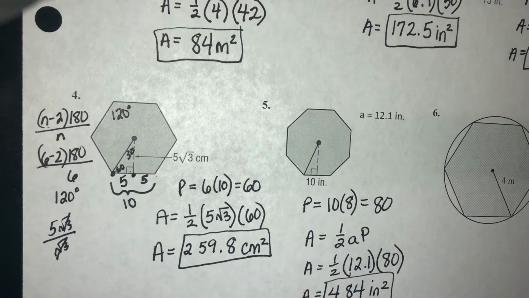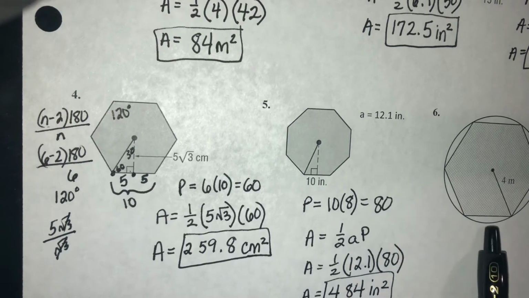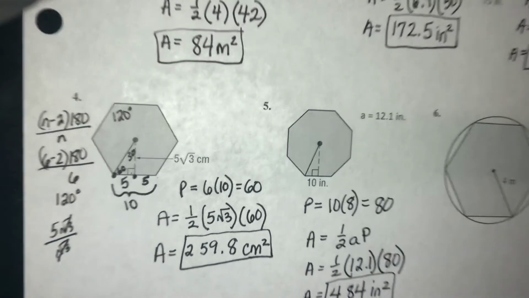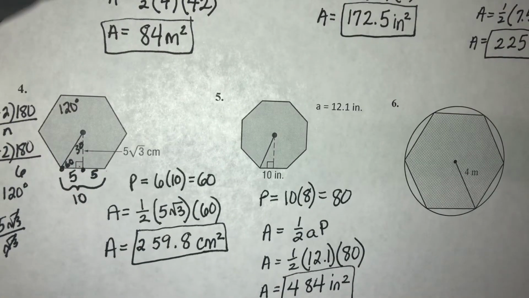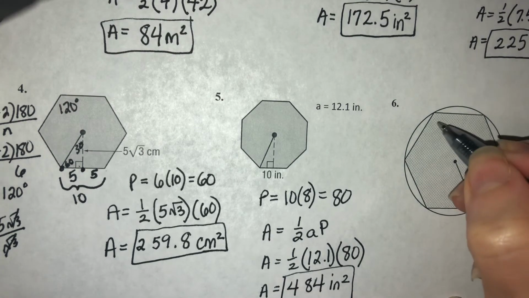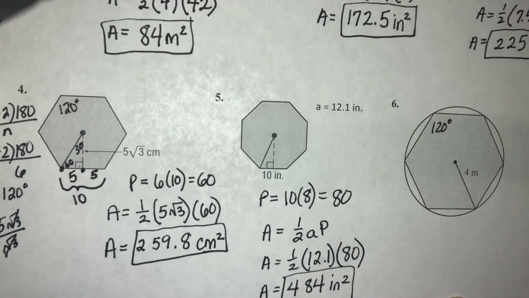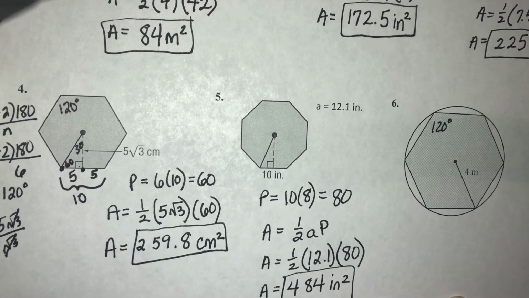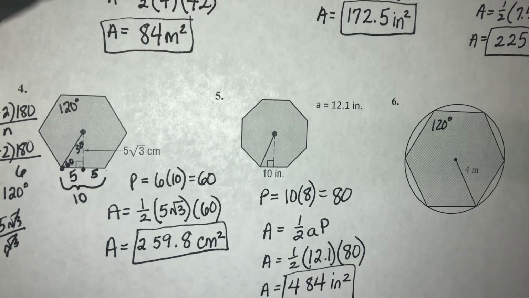Okay, next, number 6. This problem is another hexagon, sort of like number 4. So the same fact that we just talked about, that each angle of a hexagon is 120 degrees, still stands. This is a particularly challenging problem because we do not have the length of the side and we do not have the length of the apothem. This 4 is not the apothem.